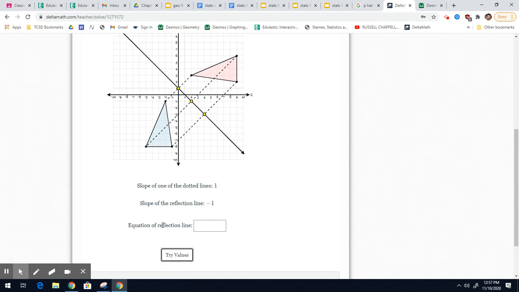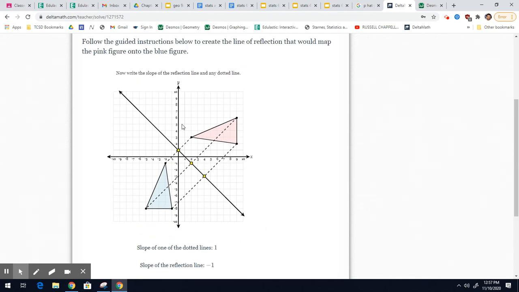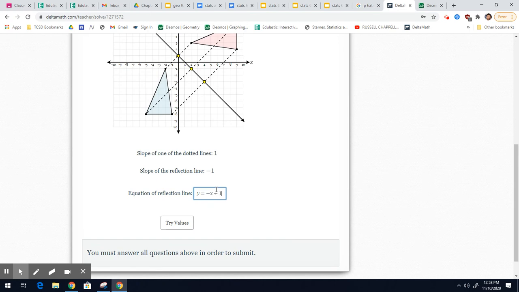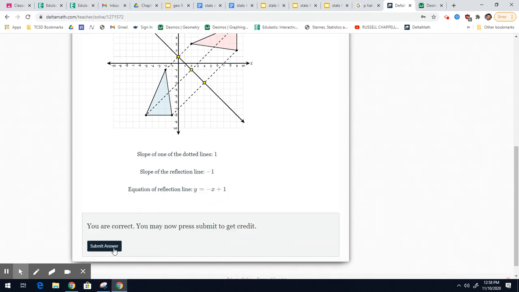And now it says, what is the equation of the reflection line? So it's going to be slope-intercept form, y equals, since our slope is negative 1, it's going to be negative x, right? And now, what is the y-intercept? Where does my line cross the y-axis? At plus 1, right there. And there's my y-intercept. Try that. Oh, yeah, I'm correct.